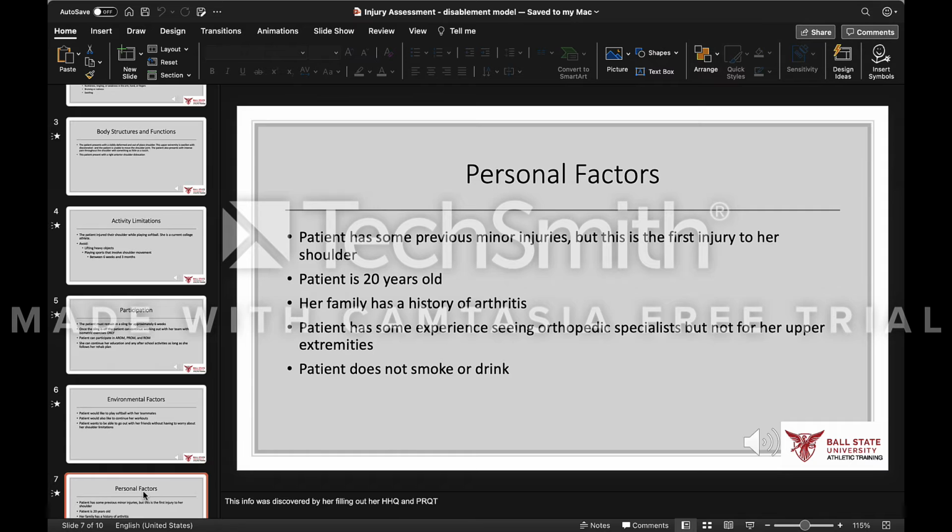These personal factors I found out when she filled out her HHQs and her PAR-Qs. The patient has had some previous minor injuries, but this is the first upper extremity injury she has experienced. This patient is 20 years old and she does have a family history of arthritis. The patient has some experience seeing orthopedic specialists, but not for her upper extremities. And also the patient does not smoke or drink.